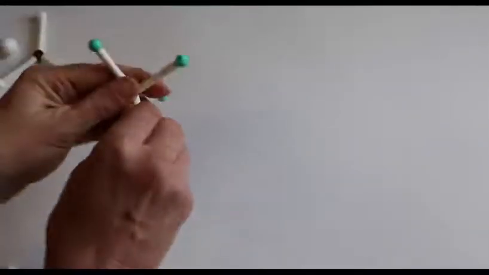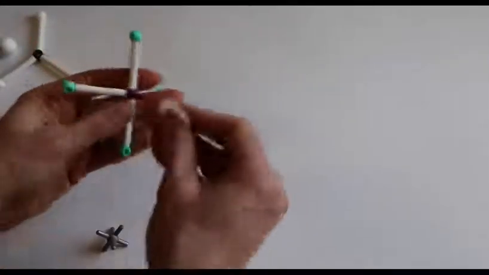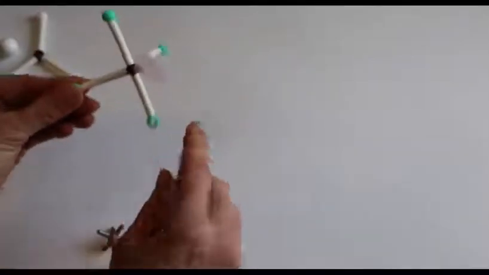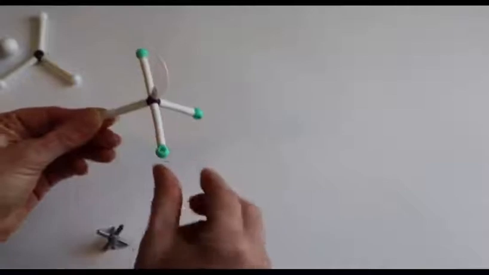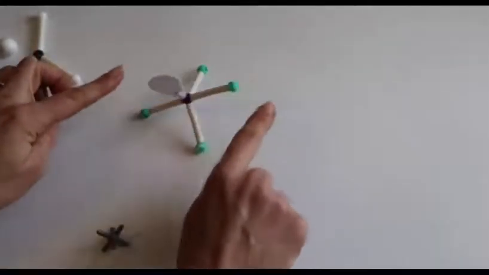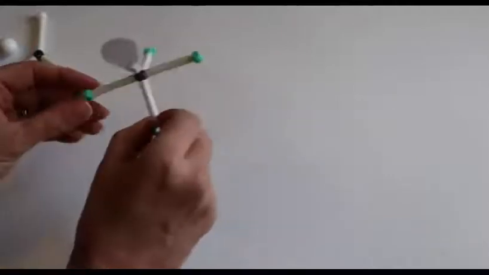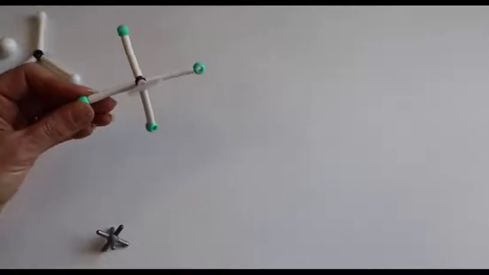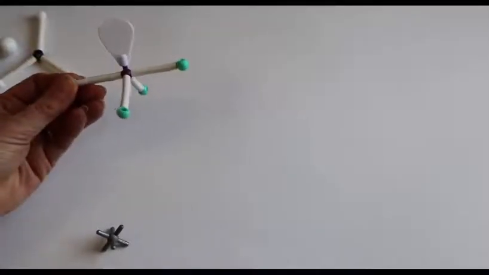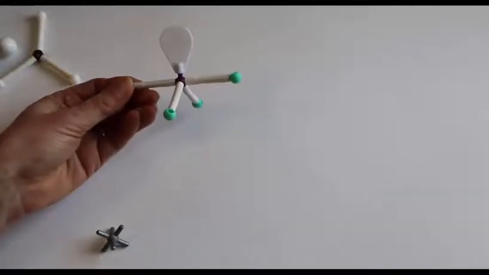Now, if we take one of those bonds off, and we replace it with a lone pair, now we have phosphorus tetrachloride. What we have is called a seesaw or a sawhorse molecule. That's the molecular shape. The electron domain or the electron shape is still a trigonal bipyramid. But as soon as we remove one of those bonds and trade it for a lone pair, we change the name of the molecular shape.